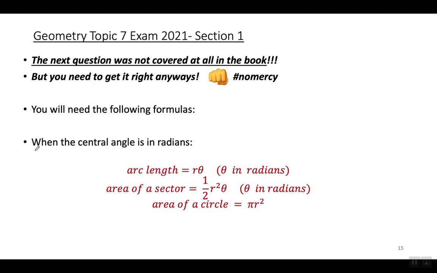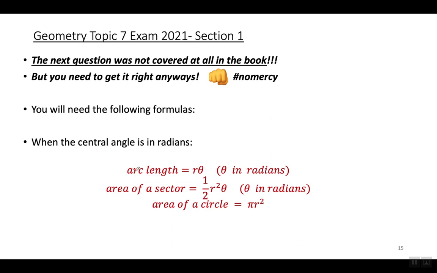All right, so let's look at it. We use these formulas when the central angle is in radians. The reason these formulas were not in the book is because in the book, when we did arc length, all the central angles were in degrees. And in the book, when we did the area of a sector, all the central angles were in degrees. Why did they decide to put this in the test? I really have no idea, but it's in there, right?